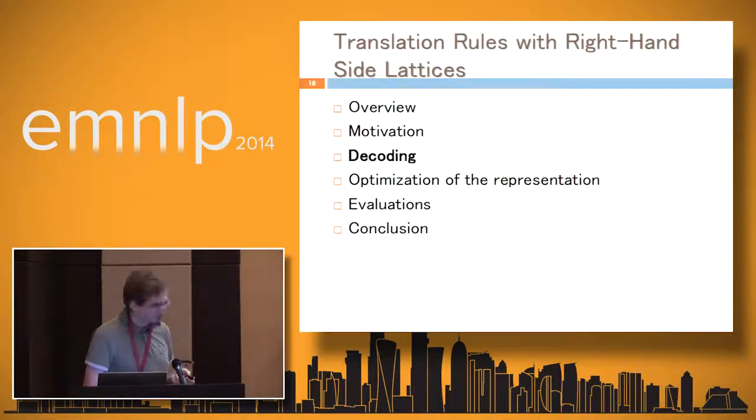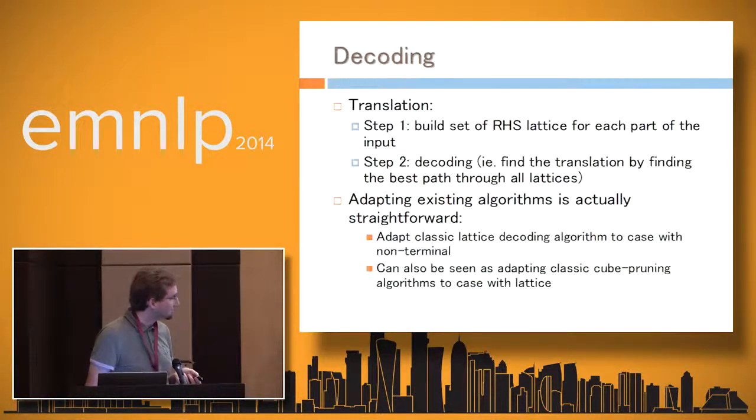Now I'm going to talk about the issue of decoding with this type of lattice. I suppose most people here know what I'm talking about when I talk about decoding. Basically, the translation will be done in 2 steps. The first step consists in building a set of right-hand side lattices for each part of the input. The second step is decoding, that is, we try to find the best lattices and the best path through each lattice that will create the best translation. It's actually quite easy to adapt existing algorithms for this case. This could be seen as adapting classic lattice decoding algorithms to the case with non-terminals, or adapting parsing algorithms to a case with lattices.